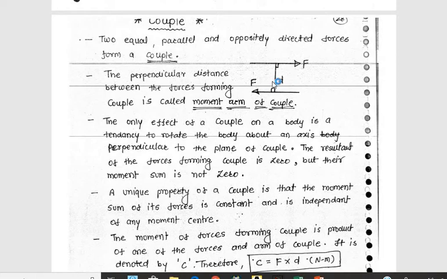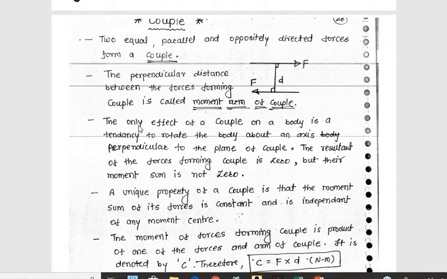Both the forces should be opposite in direction. One is going left and the other is going right. If both are going in the same direction, then again it will not create a couple. And the third important thing is that they should be separated by some distance. These are the three important properties required to create a couple.